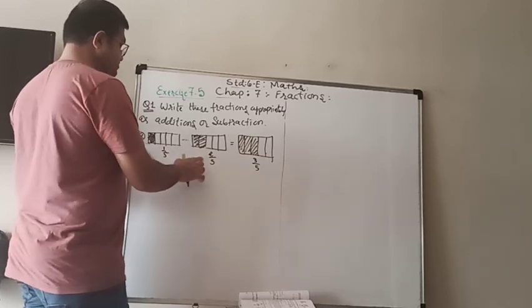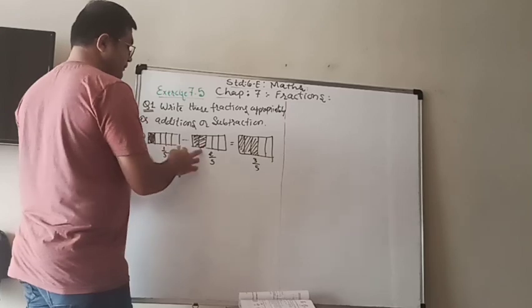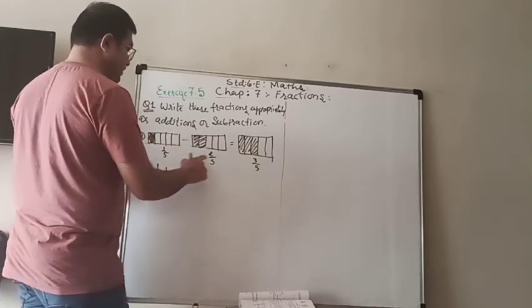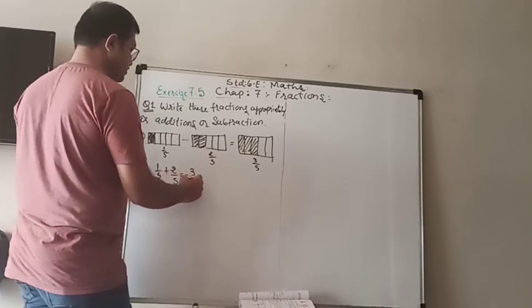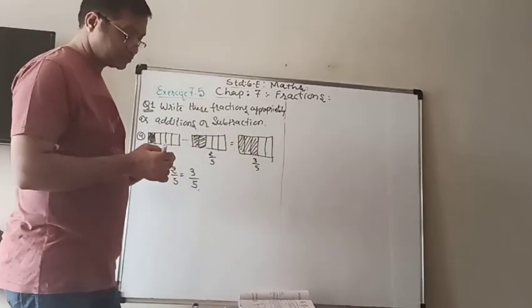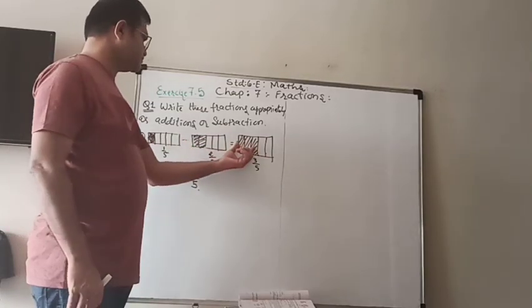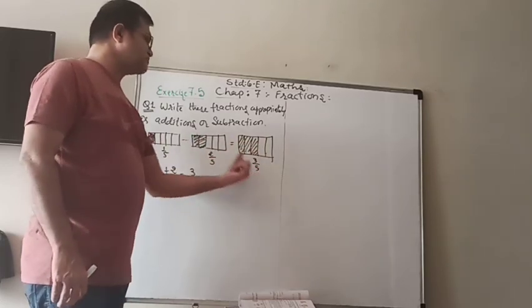So you can easily see that 5 and 5, they are like fractions. 1 plus 2 is 3. It means that it represents 1 by 5 plus 2 by 5 is equal to 3 by 5. So it is obvious that 1 plus 2 is 3. So 1 upon 5 plus 2 upon 5 equals 3 upon 5.